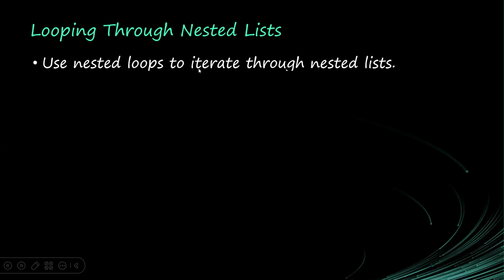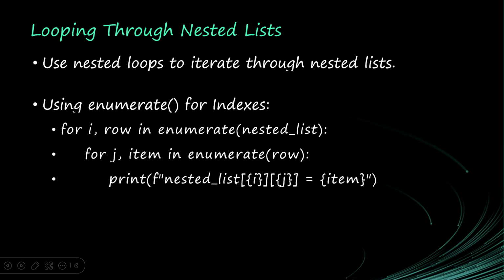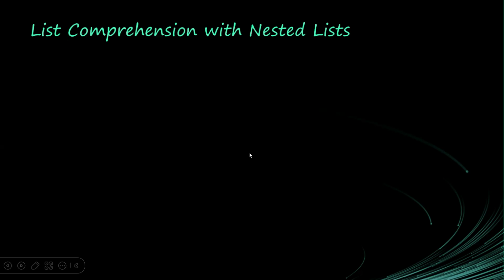Use nested loops to iterate through nested lists. You can also use enumerate, which I have taught you before, to get access to the index. If you are interested in the index of these loops, you can use the enumerate function. I'm not going to explain enumerate again because I've discussed it before.